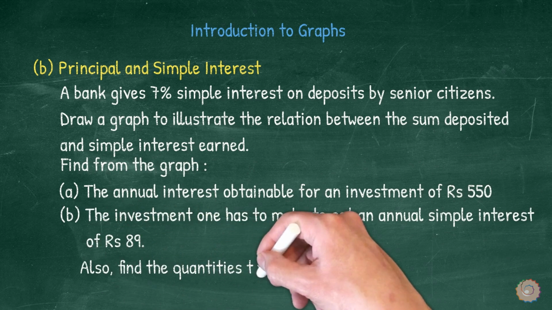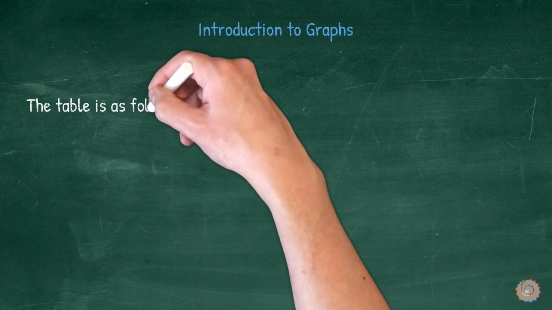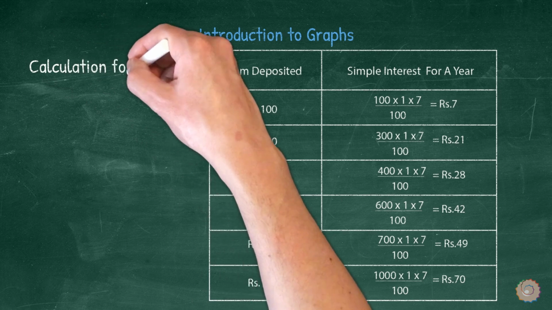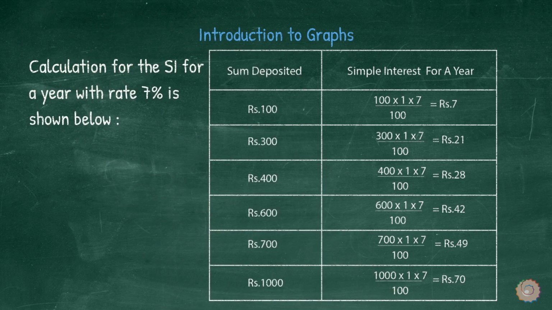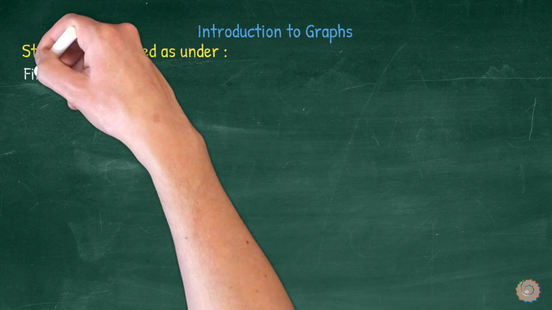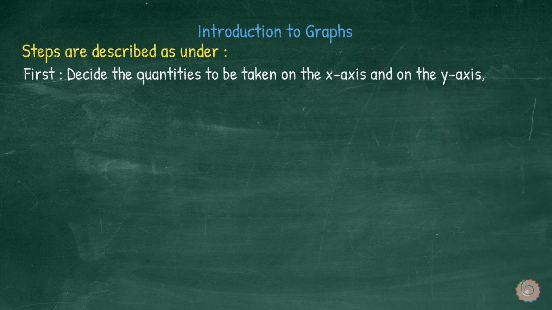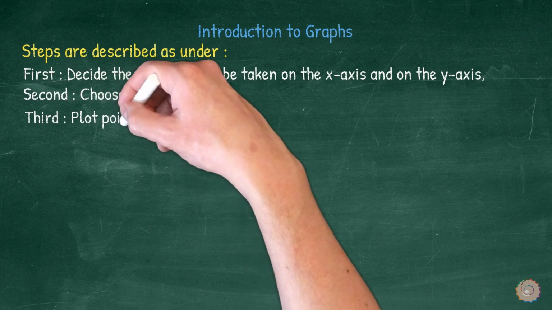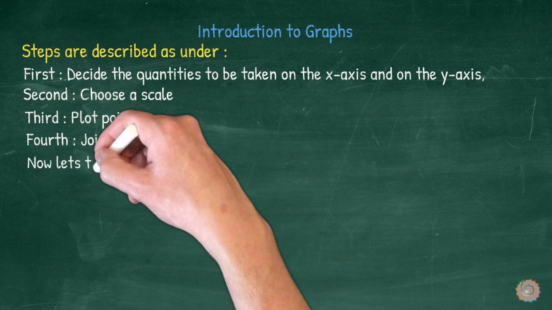Also, find the quantities to be plotted as deposit and simple interest. The table is as follows. Calculation for the simple interest for a year with rate 7% is shown below. Steps are described as under. First, decide the quantities to be taken on the x-axis and on the y-axis. Second, choose a scale. Third, plot points. Fourth, join the points.